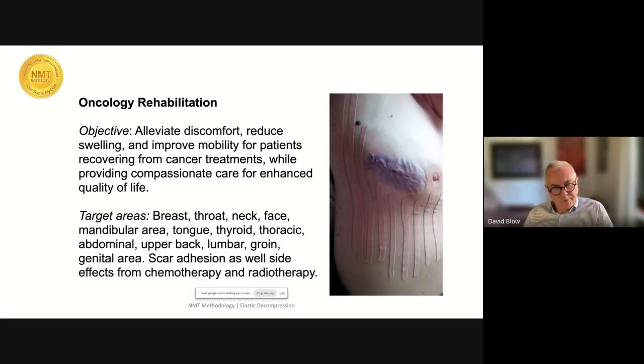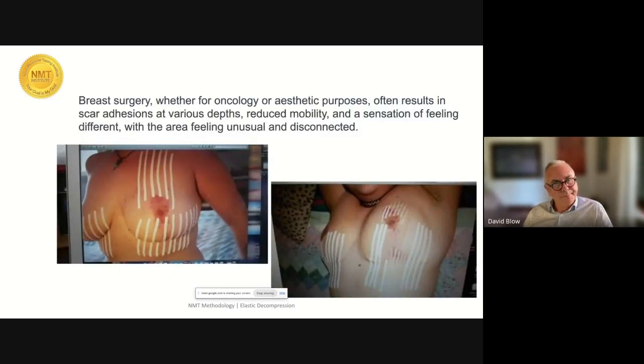And so we are going to be treating scar adhesion. We're going to be treating the edema. We're treating the neuropathy caused by chemotherapy or radiotherapy. Specifically with breast surgery, sometimes the body does not respond how it should, creating keloids, for example, in this reconstruction of the nipple, and consequently we are treating to improve the elasticity.